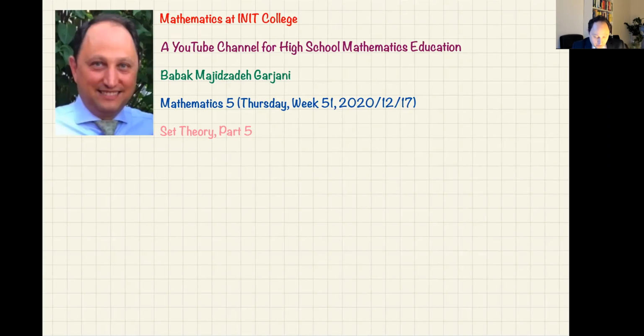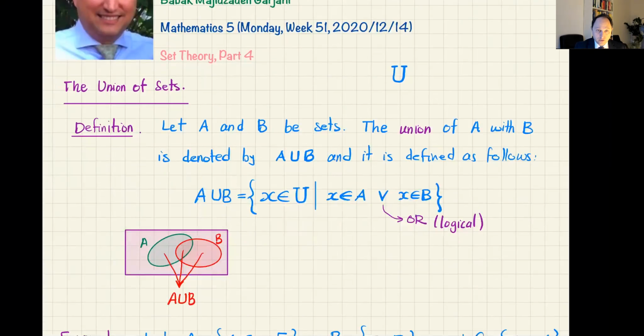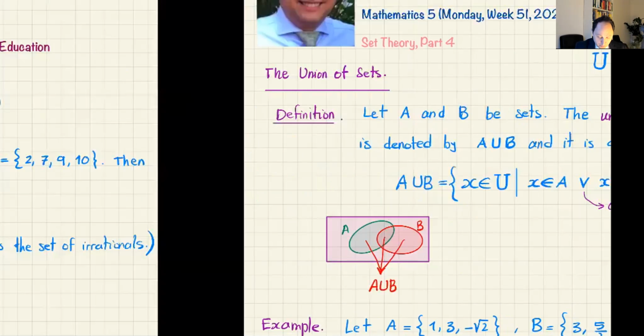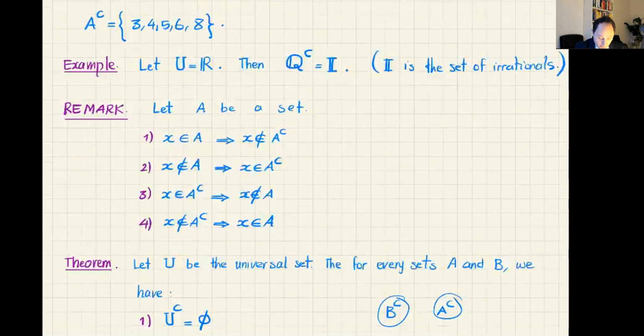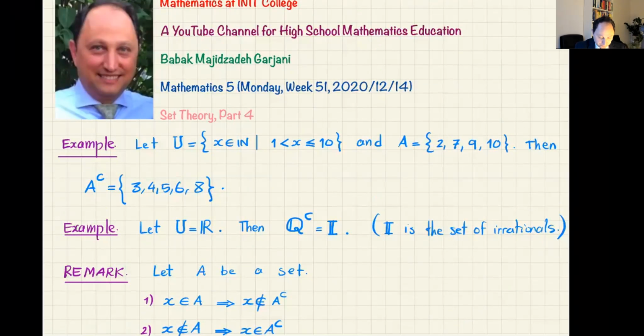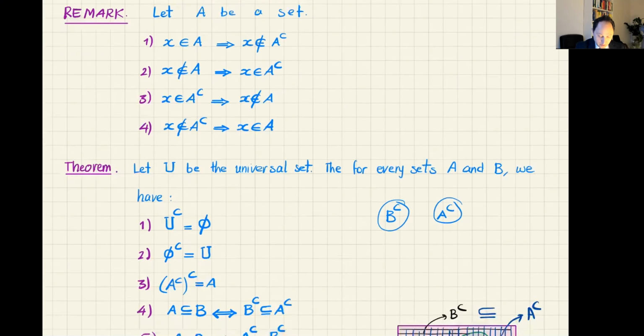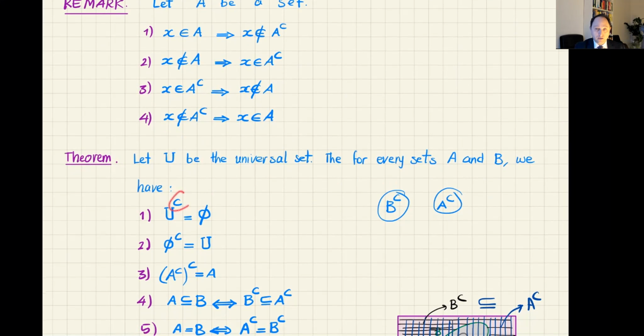Okay, so let us continue our study in set theory. If you remember, last time I started talking about the algebra of sets, and we learned the notion of the complement of a set. We defined the complement of a set to be the set whose elements come from the universal set, but are not in the original set itself. And then we also learned some properties of this action of taking the complement of a set.